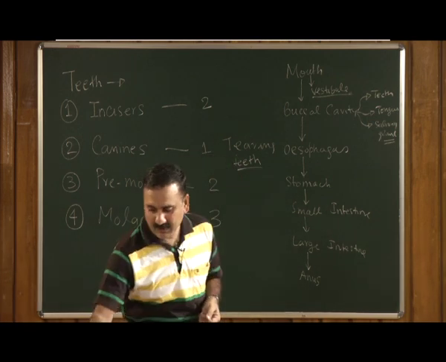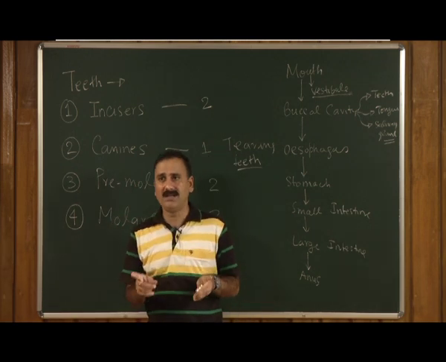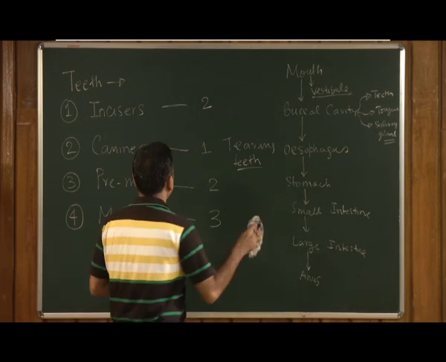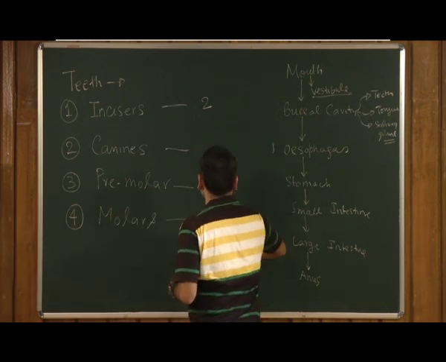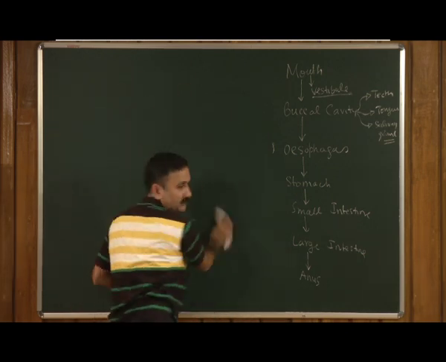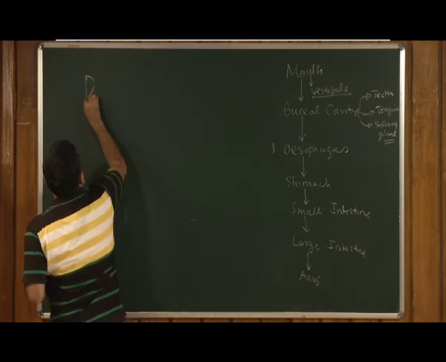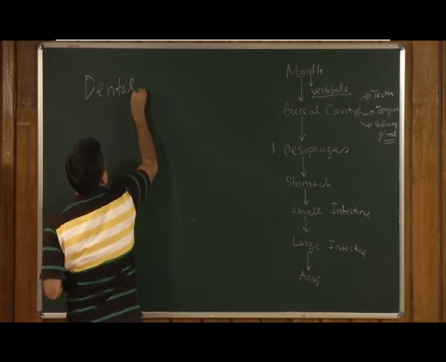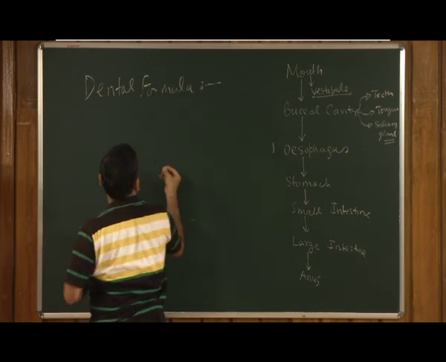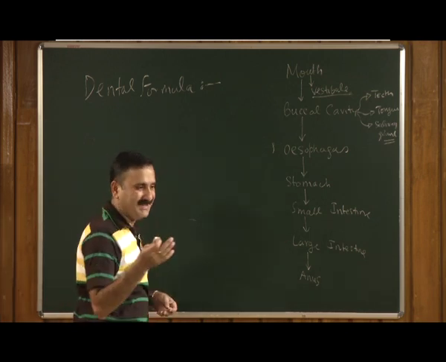So, let us see what this arrangement of teeth within the denture is called: the teeth formula, or the dental formula. So, what is the dental formula? What you have to remember is the order in which these teeth are present.